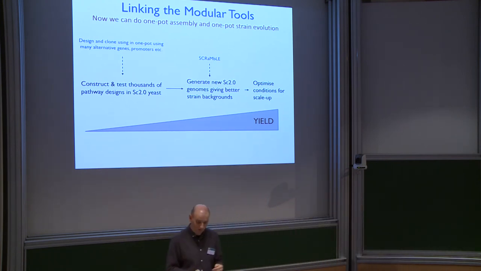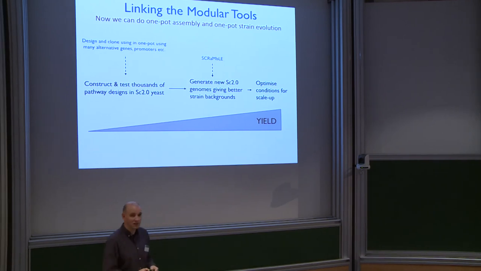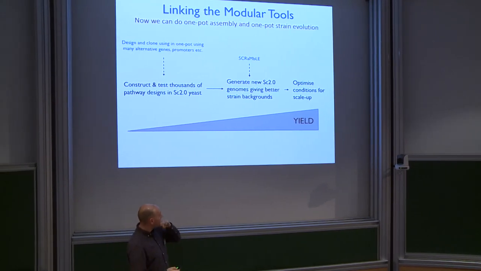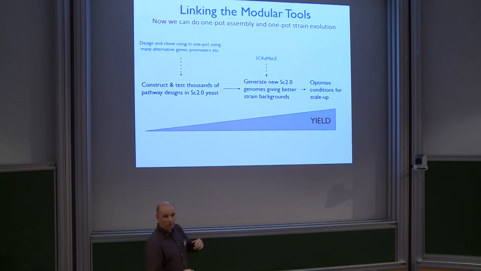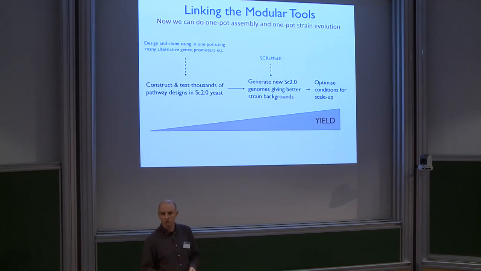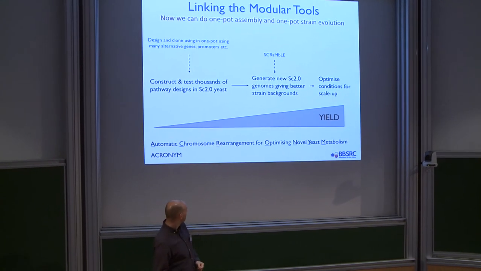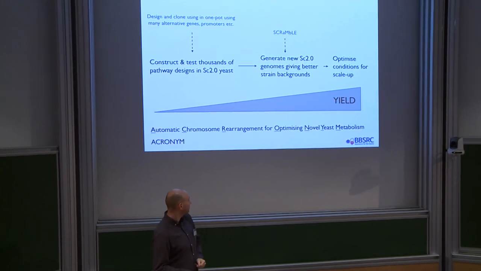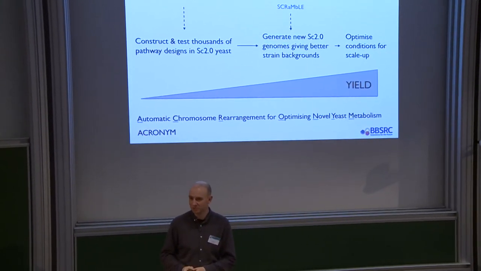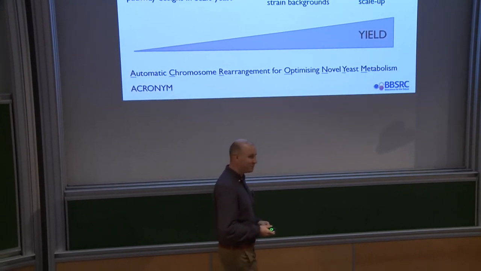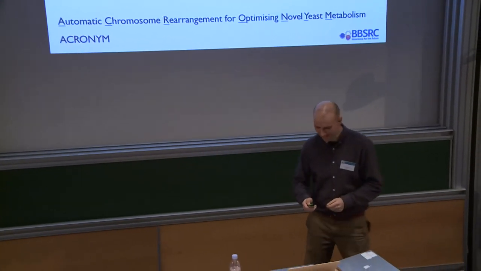And this is part of a project that I've got funding for at the moment, where I tried very hard to get a really good acronym for my project. So this is it: Automatic Chromosome Rearrangement for Optimizing Novel Yeast Metabolism. I was very glad the funders saw that as a good acronym.